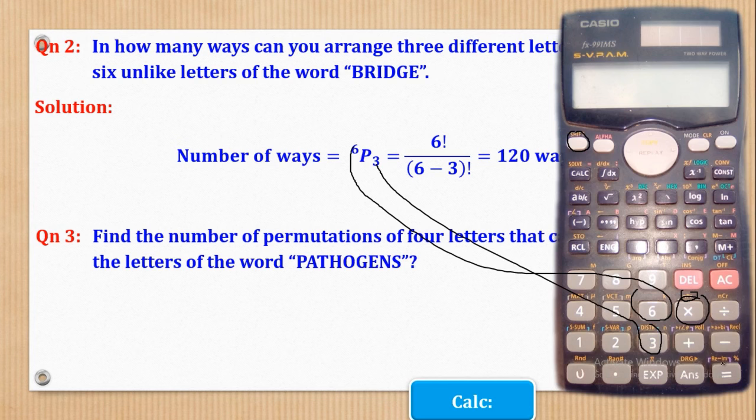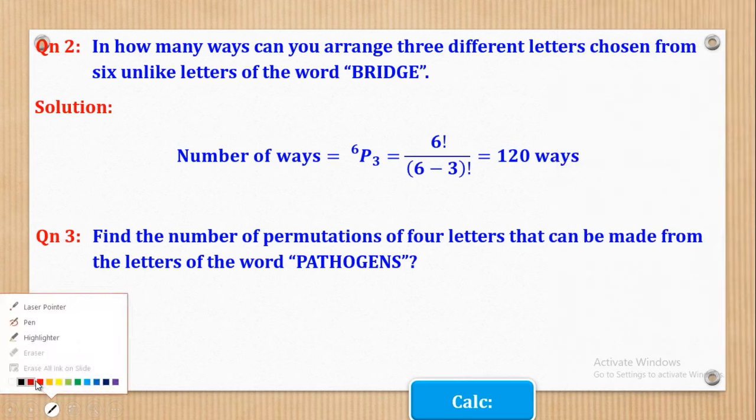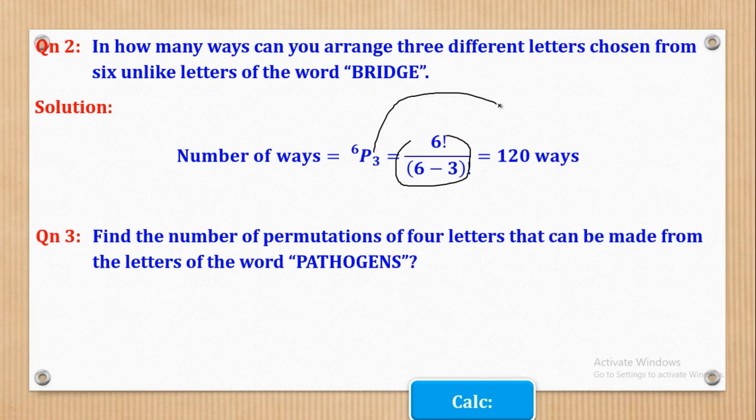After that you are going to press an equal sign. So when you do that, you will see 120 on your calculator. That means that you can easily bypass this expansion of this factorial and just move from here up to here, and that's what I recommend you to always be using.